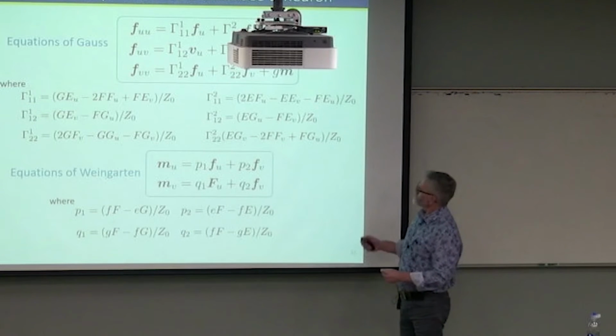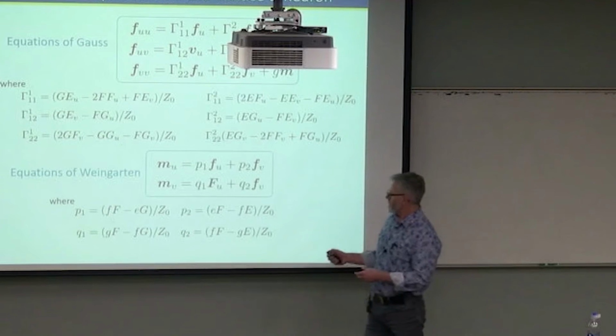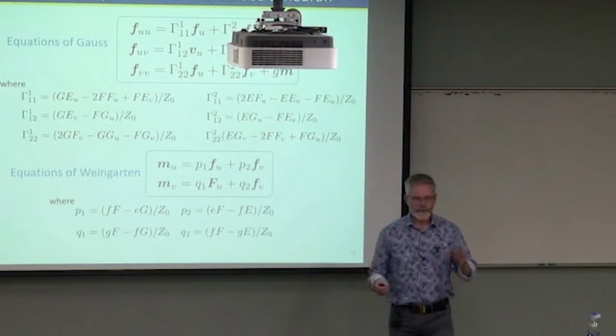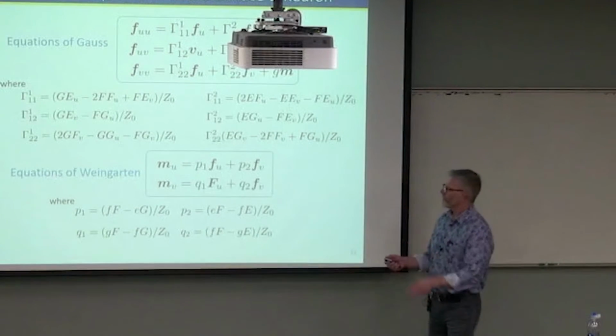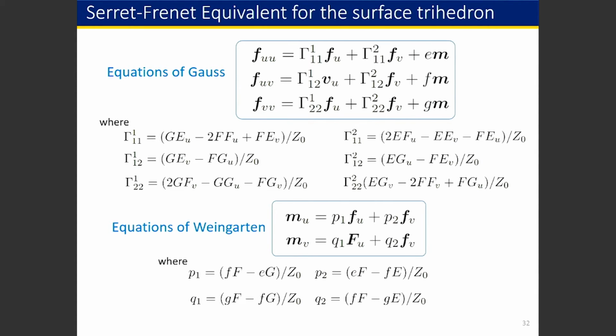Where did I put zeros there? Oh, I forgot to put Z0. Z0 is EG minus F squared or something like that.